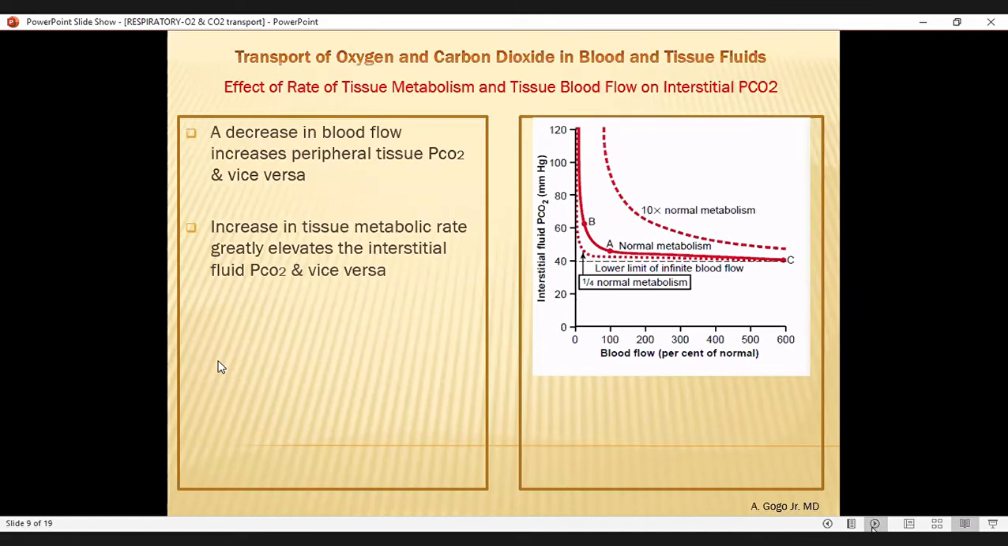So a decrease in blood flow towards the alveolar area increases the peripheral tissue PCO2. Okay, why? Because the carbon dioxide could not go into the alveolar area because there is a decrease in blood flow. Increase in tissue metabolic rate also increases the interstitial fluid PCO2 and vice versa. Okay?